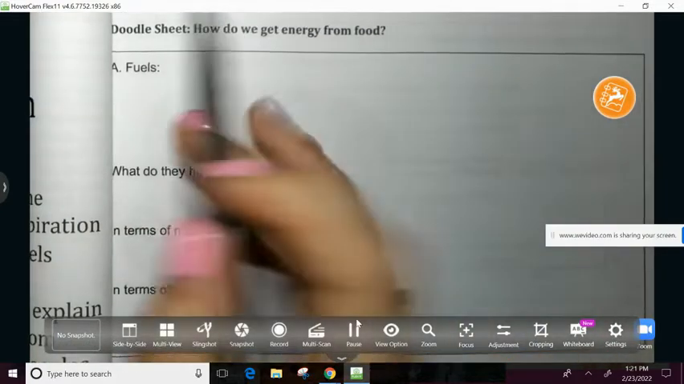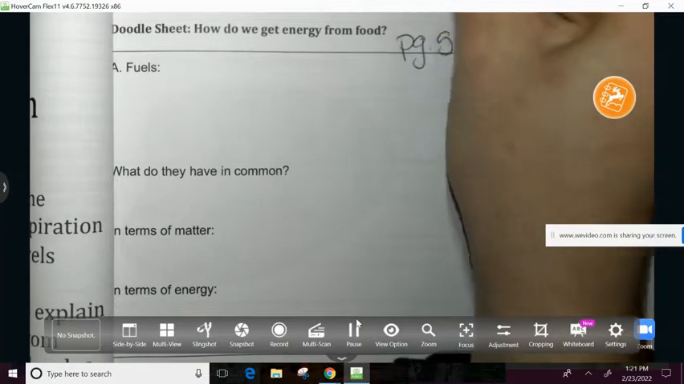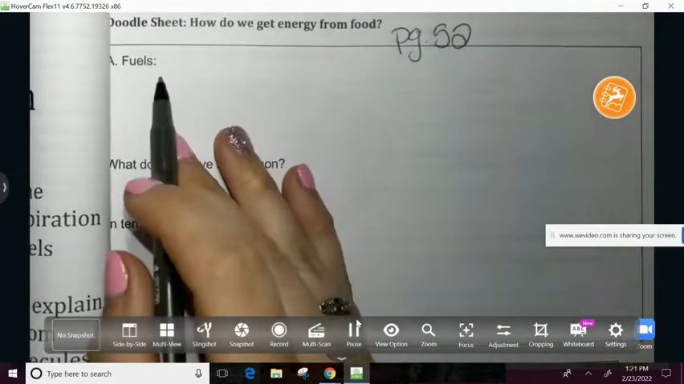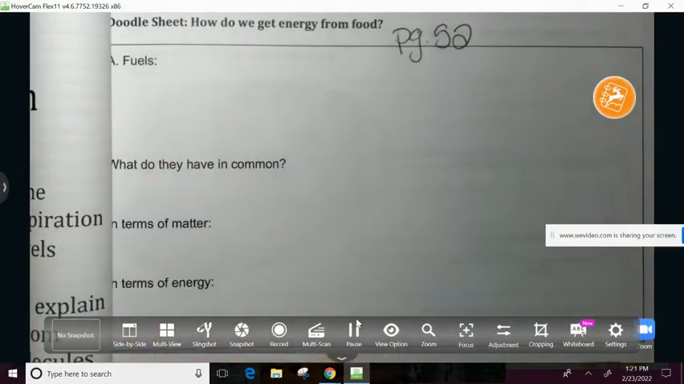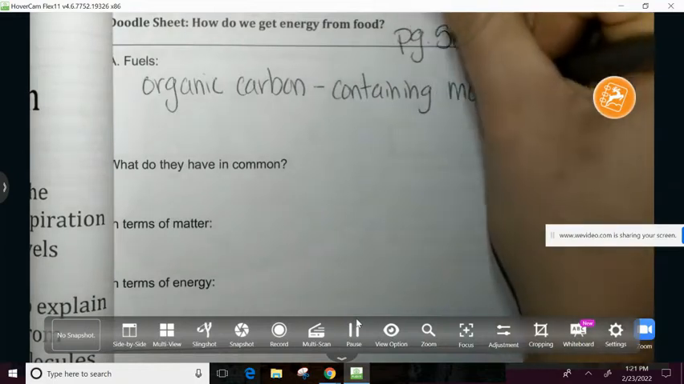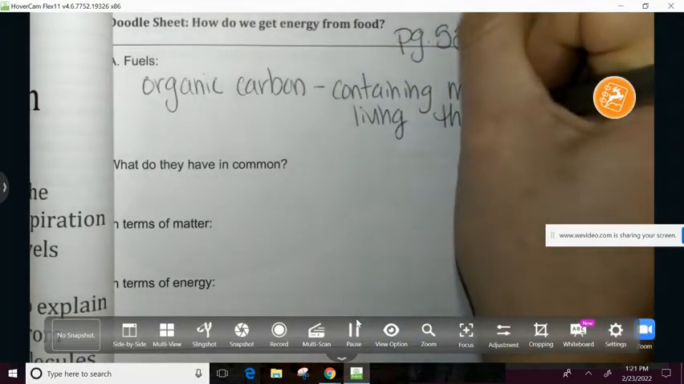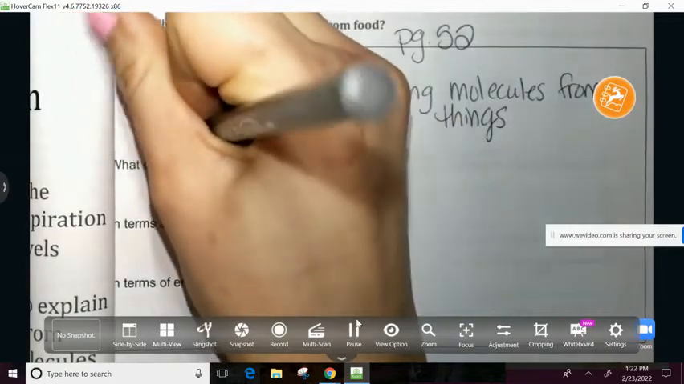I know your book, if you want to try and break the seal, it might help you. But our question for this unit, or what we're looking at right now, is how do we get energy from food? This is page 52. We're going to break it down into the fuels, any organic fuel, or things that occur naturally in the world. We call it organic carbons. This contains molecules from living things. Remember, we as humans and other living things are made out of that carbon, hydrogen, oxygen, and some nitrogen. And remember, they are carbon-based.